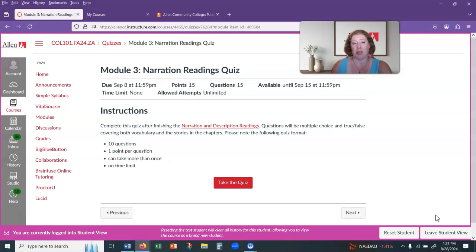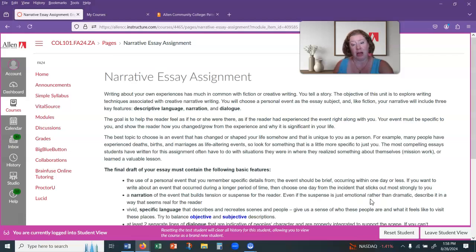So the quiz will be pulling questions from the textbook. All of the quizzes are roughly, well, most of them are roughly the same, and that is where you can take them more than once. There's not a time limit. It'll record the highest score, that kind of thing. And it pulls from a pool of questions, so you'll get new questions for each attempt.